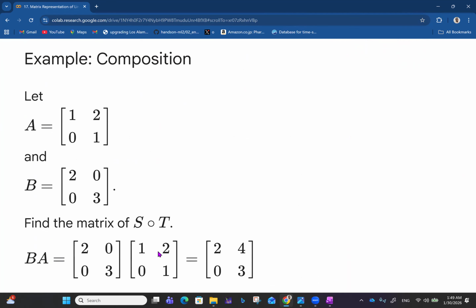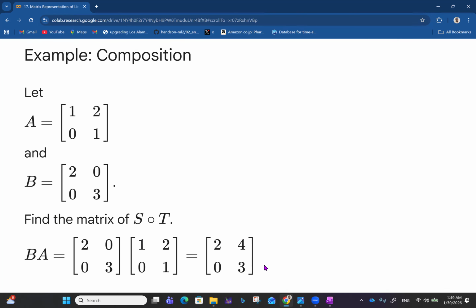And when we multiply that, we get 2, 4. So you take this column, 2 times 1, 2 plus 0 times 0. That's 2 plus 0, 2. Then again, we have 2, 0 multiplied by this column, 2, 1. So 2 times 2 is 4, 0 times 1 is 0. So that's why you have 4 here. Then again, you have 0, 3 multiplied by this column. So 0 times 1, 0, 3 times 0, 0. So that's why we have 0 here. Then again, you have 0, 3 and 2, 1. So 0 times 2 is 0, 3 times 1 is 3.